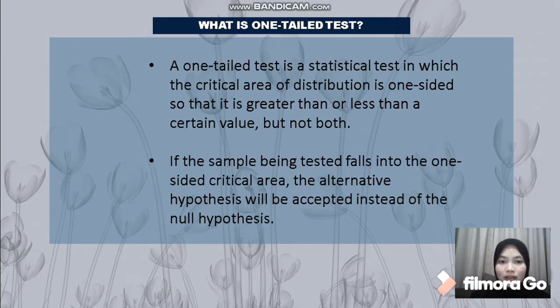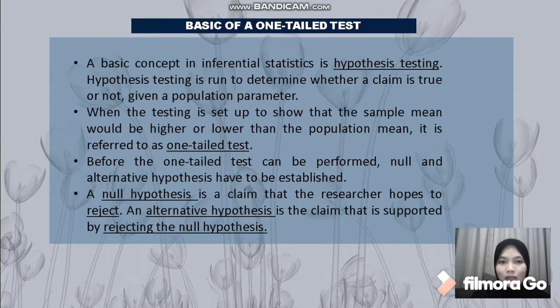A one-tail test is a statistical test in which the critical area of distribution is one-sided, so that it is greater than or less than a certain value but not both. If the sample being tested falls into the one-sided critical area, the alternative hypothesis will be accepted instead of the null hypothesis. Basics of one-tail test.